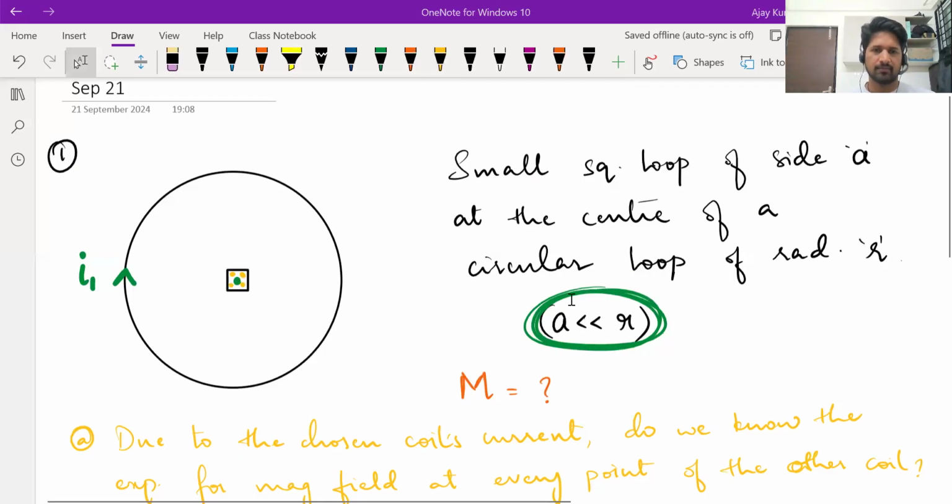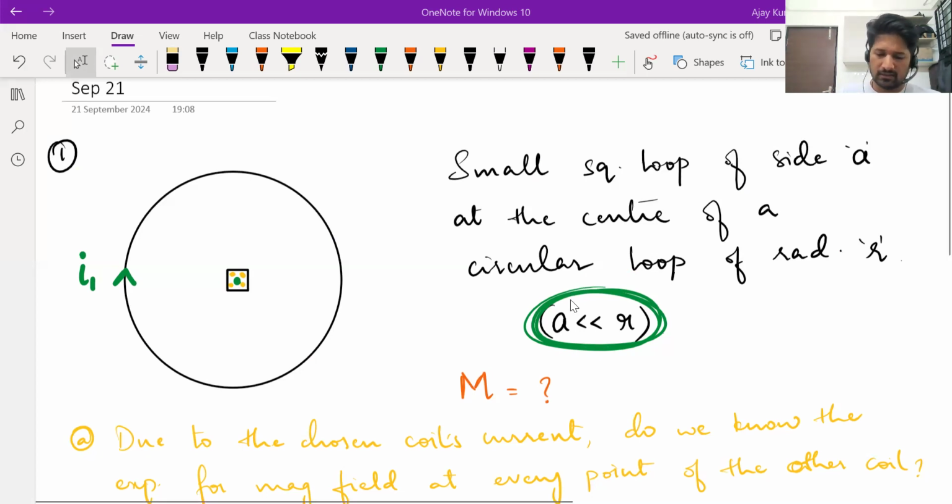Okay. So if you take current in the circular loop, you will be able to calculate flux through the square loop because we know the field all over the square. It will be almost equal to that at the center. Slight variation will be there, we can ignore. This way we can solve this problem.